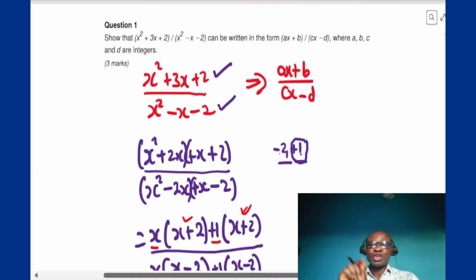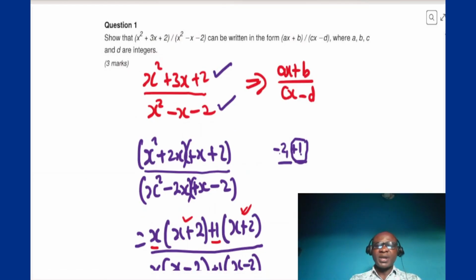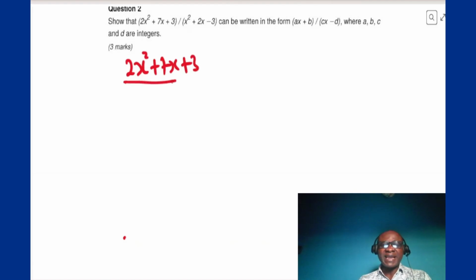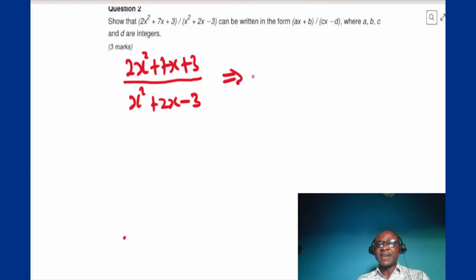Question 1. Don't copy only the solving. Copy both the question and the solving. 2x² + 7x + 3 divided by x² + 2x − 3 can be written in the form (ax + b) over (cx − d).